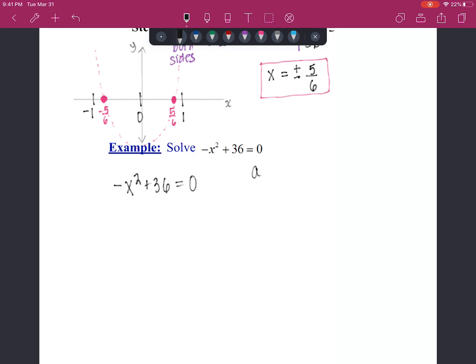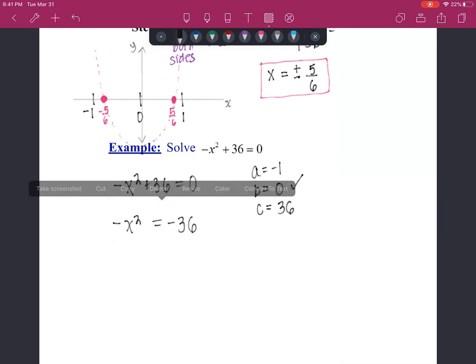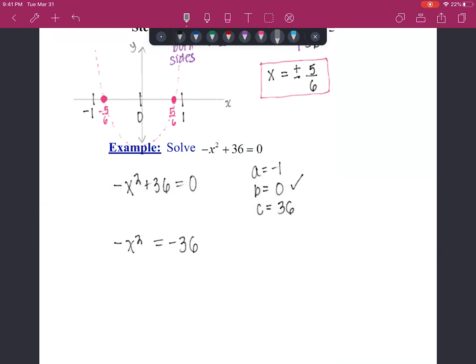Is b equal to 0? Is there no linear term? Well, a is equal to -1. There is no linear term, so b equals 0, and the constant term is 36. Check. Now we're going to isolate that -x squared. So we're going to isolate the quadratic term. So I'm going to subtract 36 from both sides, which gives me -x squared equals -36.